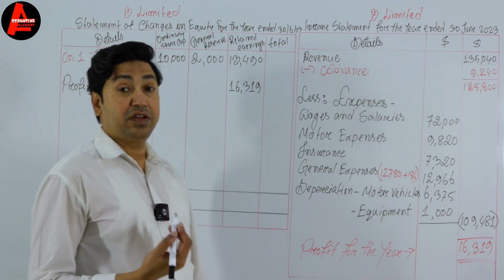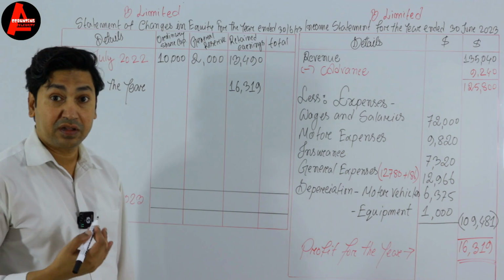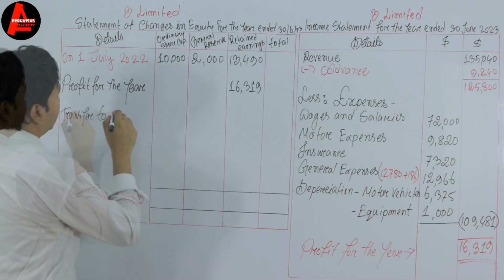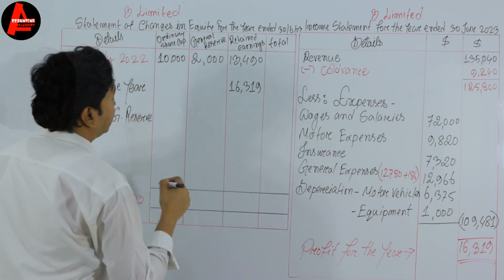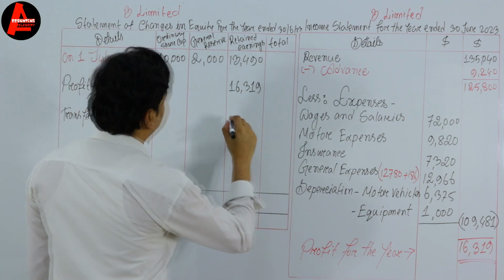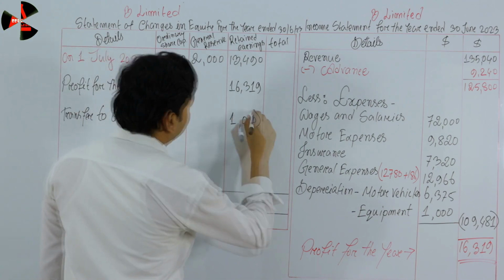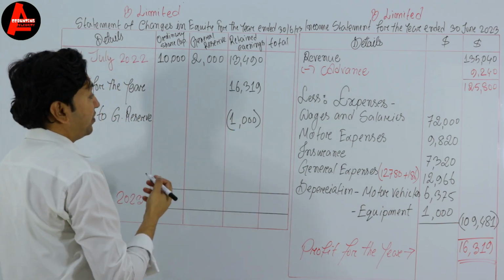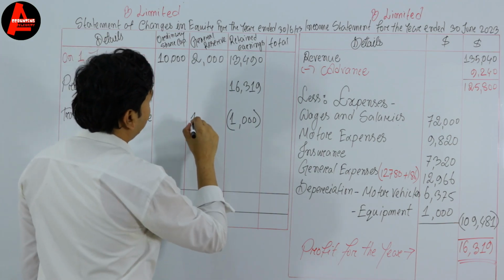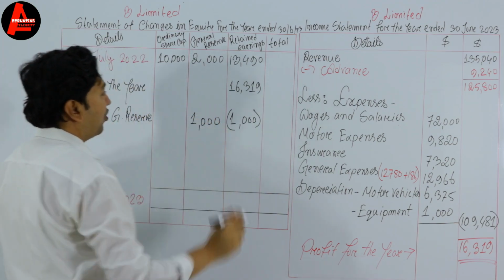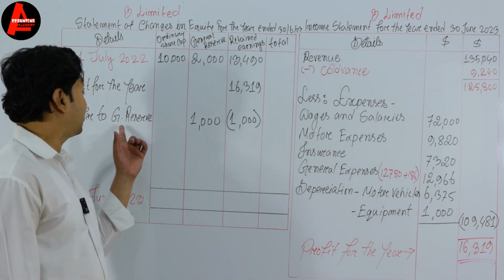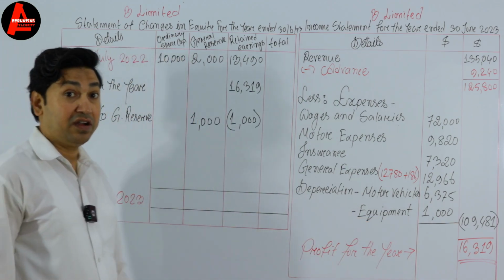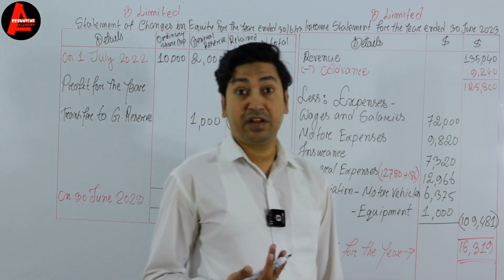Now we will transfer $1,000 to general reserve. We take this $1,000 from retained earnings, so we subtract it there and add it to general reserve. The $2,000 is already there and now $1,000 more is added. These two amounts came from the income statement and from the adjustments. Now we have one more item, dividend paid.